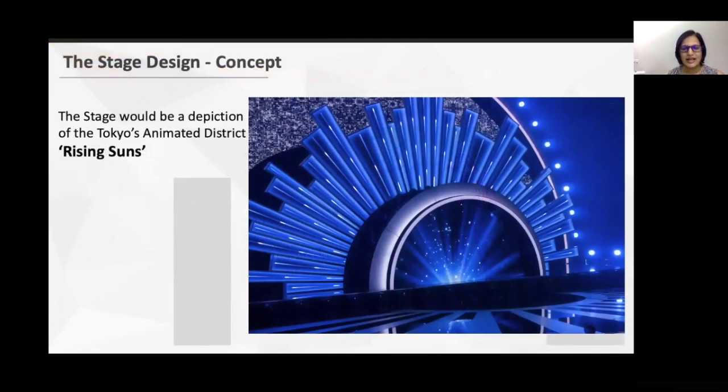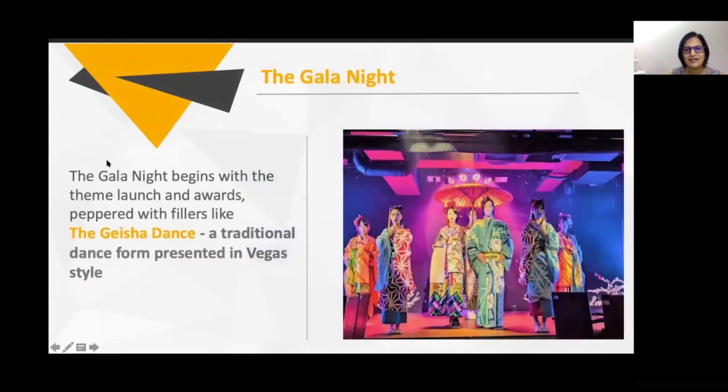Then the stage design. The stage design would somewhat depict the rising sun, and it would definitely have more red, and it won't be blue like this. But as I said, we're not allowed to share the stage design there. This is just to give you an idea of how you connect even the stage to the theme. So it will be a depiction of Tokyo's animated district depicting the rising sun.